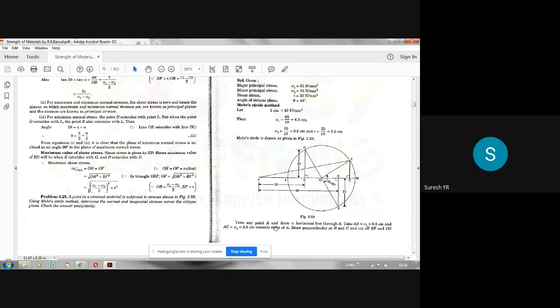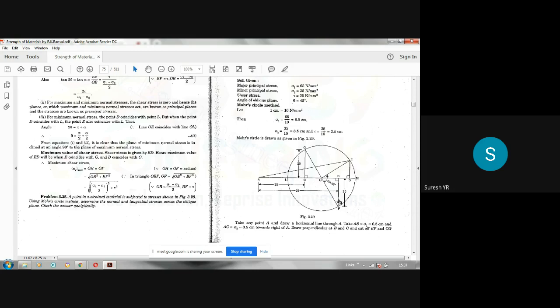So take any point A and draw a horizontal line through A. Take AB equal to 65 Newton per mm square, 6.5 centimeter, and AC equal to 35 Newton per mm square, 3.5 centimeter, towards the right of A. Why towards the right? Because both are tensile. If sigma x is tensile, you plot it on the right side, and if sigma y is compressive, you take it to the left side. That is the meaning. Then the second step: draw perpendiculars at B and C.